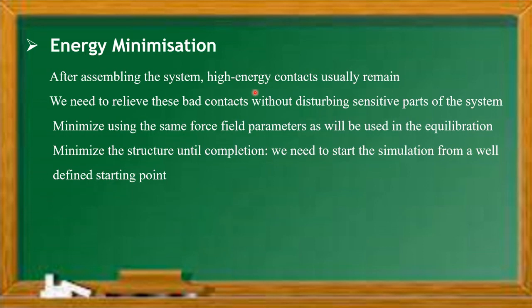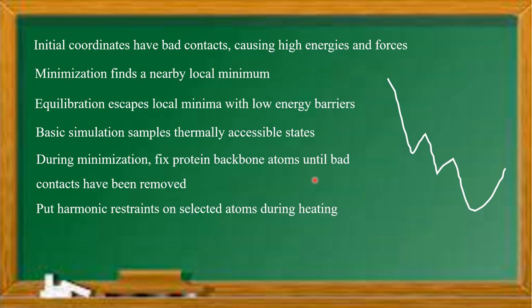After taking the input structure, the next step is energy minimization. Energy minimization is needed in order to relieve the bad contacts in the system, because we are taking the structure, adding water, adding ions and neutralizing it. So there will be some kind of high energy present in the protein and the protein ligand complex. So we need to minimize its energy. That is why the energy minimization step is carried out.